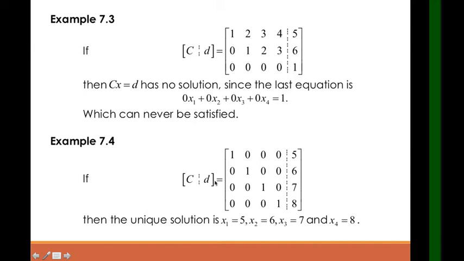7.4, if C augmented D. Kaya dapat dito, balikan nyo yung lesson 1 natin, kasi if I'm not mistaken, I already discussed this no solution, unique solution, and many solutions in lesson number 1, in the first video of this playlist. So we have C augmented D. This one, as you can see, it has a diagonal, so echelon. Then 5, 6, 7, 8. Therefore, x sub 1 is 5, x sub 2 is 6, x sub 3 is 7, x sub 4 is 8. Is it correct? Yes. It has a unique solution. May specific answer siya. Okay?